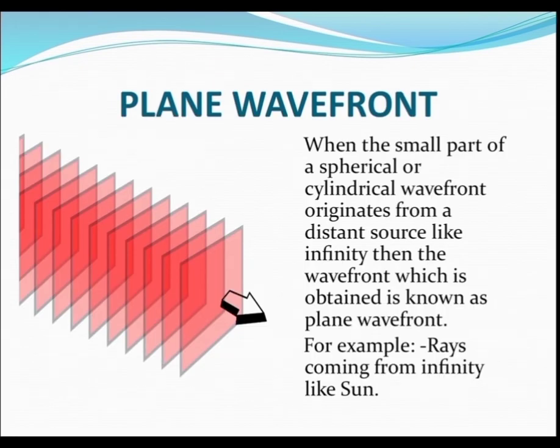Plane wavefront. When the small part of a spherical or cylindrical wavefront originates from distant source like infinity, then the wavefront which is obtained is known as plane wavefront. For example, rays coming from infinity like sun, because sun is at very long distance from our earth, so we get plane wavefront on the surface of earth.